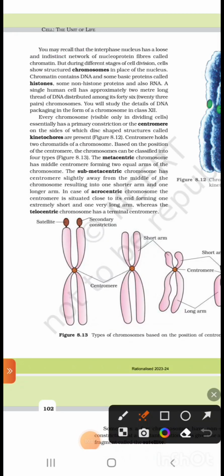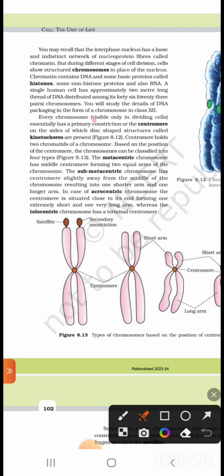You may recall that the interphase nucleus has a loose and indistinct network of nucleoprotein fibers called chromatin, but during different stages of cell division, cells show structured chromosomes in place of the nucleus. Chromatin contains DNA and some basic proteins called histones, some non-histone proteins, and also RNA. A single human cell has approximately a 2-meter long thread of DNA distributed among its 23 pairs of chromosomes. You will study the details of DNA packaging in the form of chromosomes in class 12th.